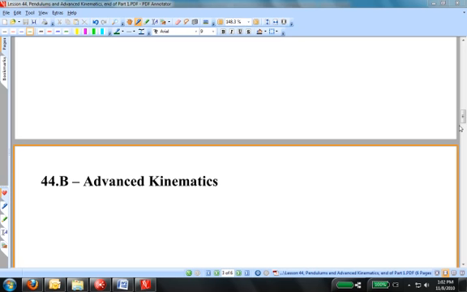Now we're ready to start with advanced kinematics. What makes these problems advanced is that generally you have two or more objects that somehow are doing something simultaneously, and then there's something that happens that brings them together at a certain instant in time. And there are all sorts of questions that might be asked about what's going on at that instant in time.